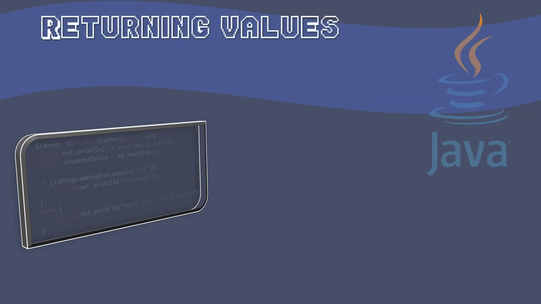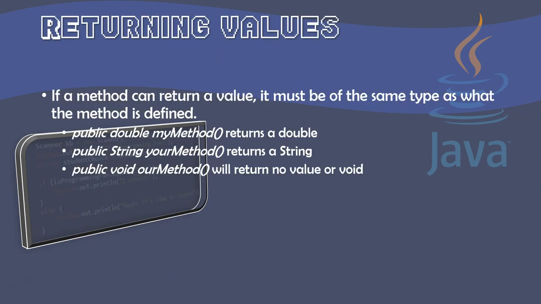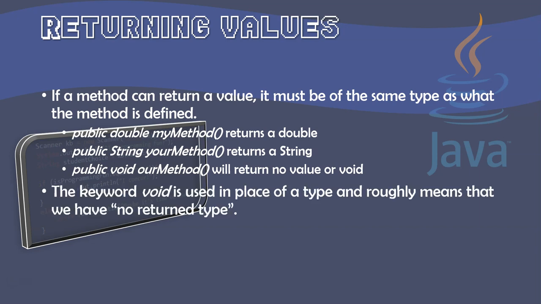Now when we look at returning values, if a method can return a value, it must be of the same type as what the method is defined for. So if I say, for example, public double myMethod, it has to return a double. If I say public String yourMethod, it has to return a String. If it says public void ourMethod, well, that means it's not returning any value. Another way to think about this is our void definitions. The keyword void is used in place of a type and roughly means that we don't have any return type here.